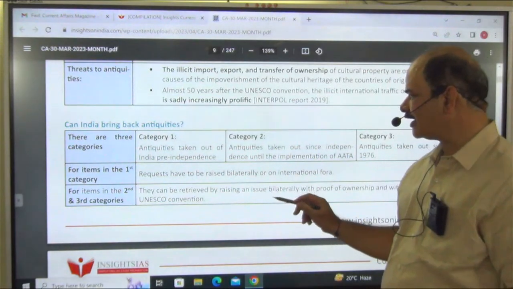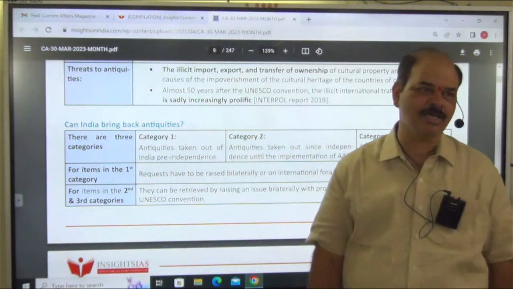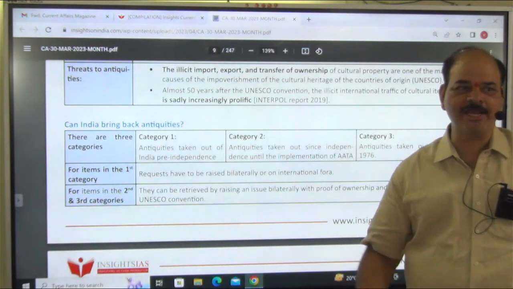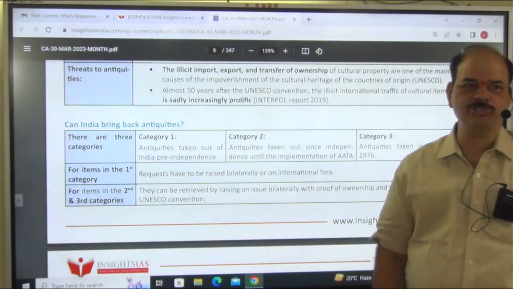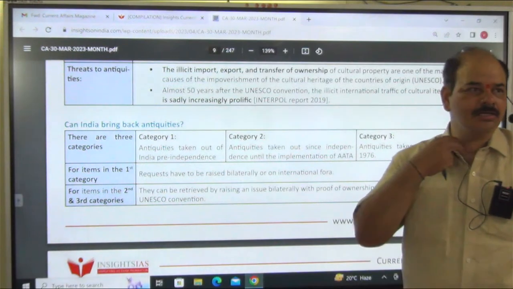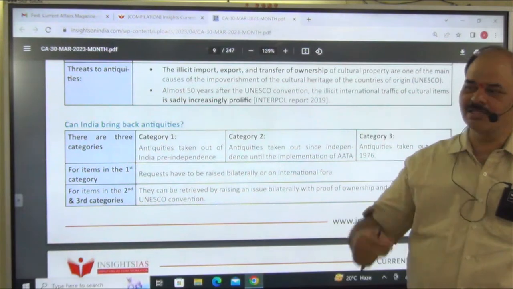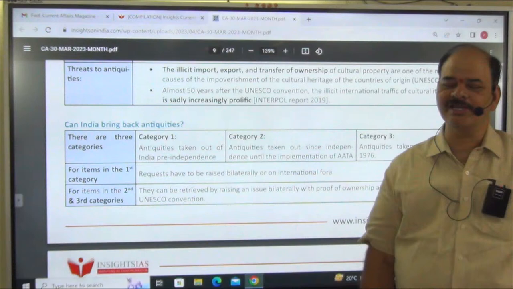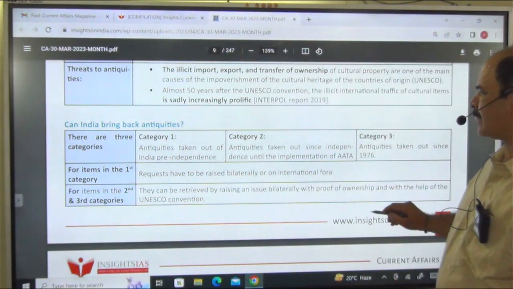For items in the first category, requests have to be raised bilaterally or at an international dais. Like we are trying to get back the Kohinoor diamond from the UK. In the same way, in the last year or the year before, one of the Alams of Hyderabad was found in Australia, if I am not wrong, and because of government intervention, it was brought back to Hyderabad.